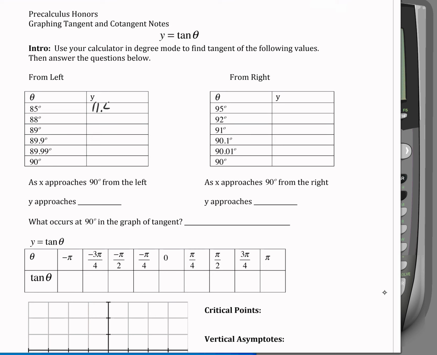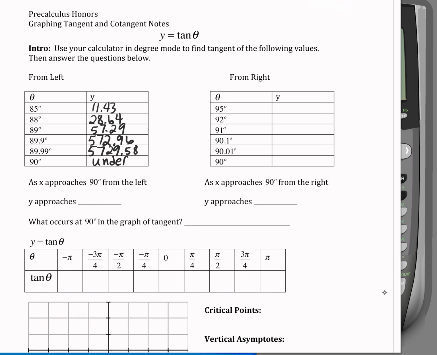So 11.43, 28.64, 57.29, 572.96. You kind of see the decimal place moving over each time, and then we get undefined here.